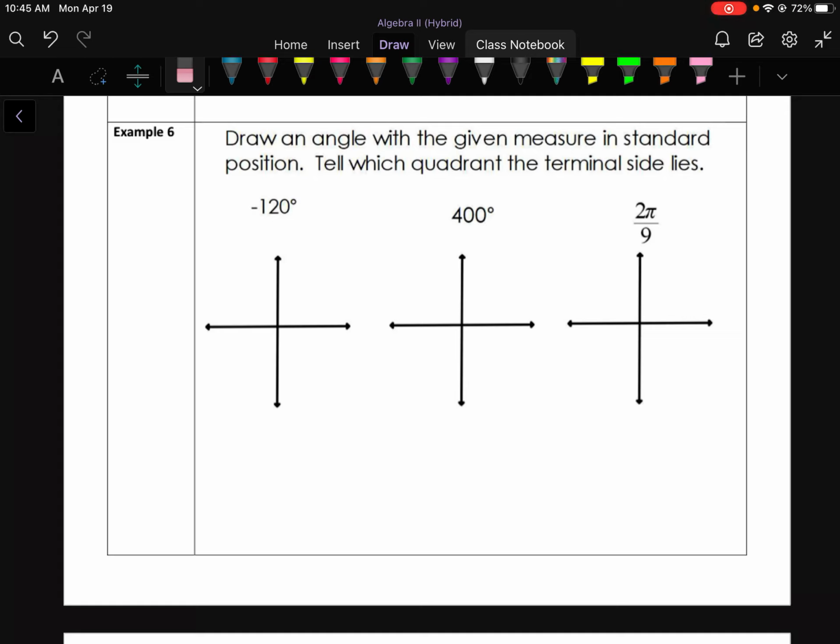So we have a negative 120 degree angle. Again, let me remind you, this is 0, 90, 180, and 270. And then again, if you come back around, 360. So a negative 120 degree angle, we're going to start here.